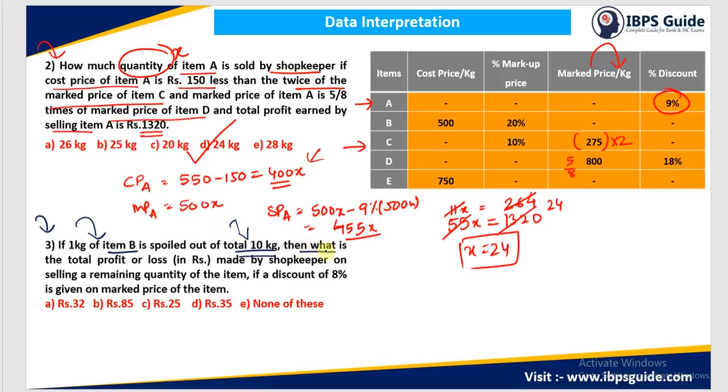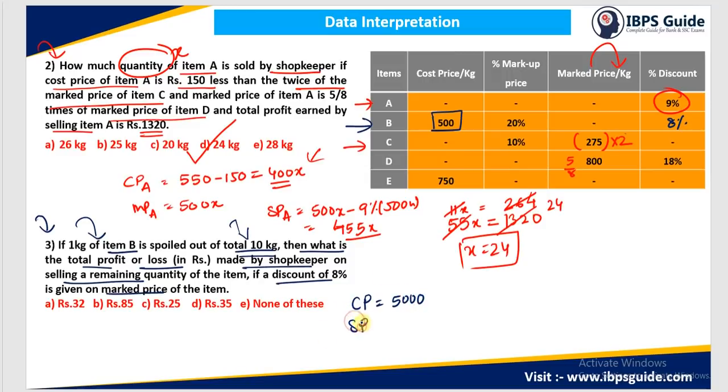Okay. Now they are asking what is the total profit or loss made by the shopkeeper on selling the remaining quantity, that is 9 kg of the item, if discount of 8% is given on the mark price of the item. So for B they are saying that this is 8%. Okay, because discount is 8%. Now I know that CP is what? This 500, and we are selling total 10 kg from our pocket. So total CP will be what? 5000, because 500 multiplied by 10 is 5000.